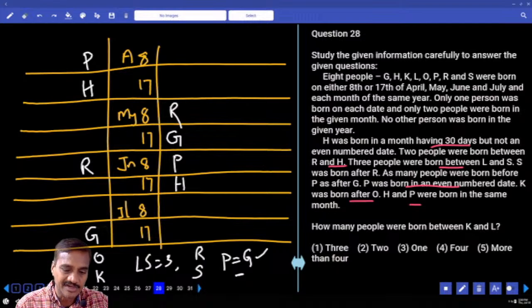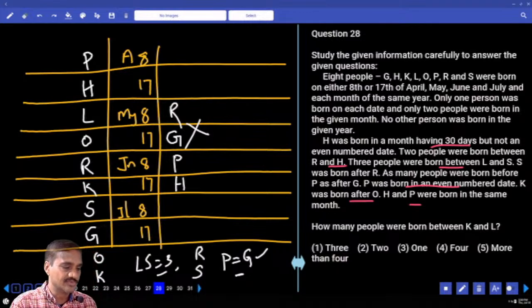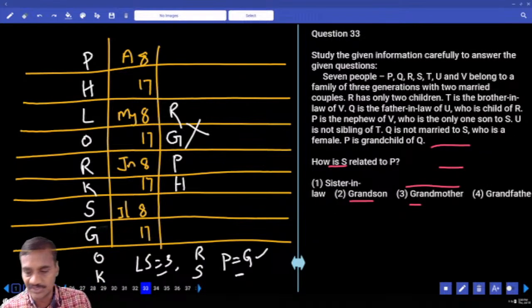Then between L and S, how many people? There must be exactly 3. Then S is here, 1, 2, 3, L will be here. And here it is not possible. Then S and O is after, and O is here, K is here. Now this is the final arrangement we have for question numbers 28 to 32. Then next one, 33 onwards.